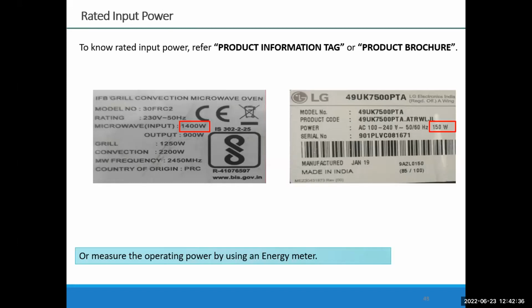We can take this nameplate input power, or we can measure the rated operating power by using an energy meter. Different appliances will have different ratings, and as a thumb rule, we can take the nameplate details, or if you have an energy meter, we can measure with its help to get the actual operating watts or kilowatts. Once we have the input power in watts, input watts divided by 1000 gives the kilowatts.